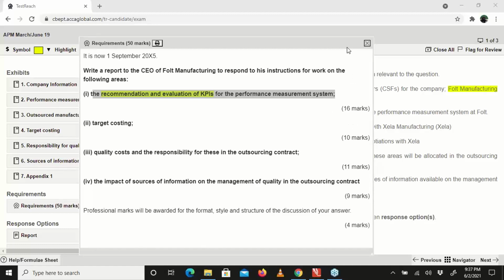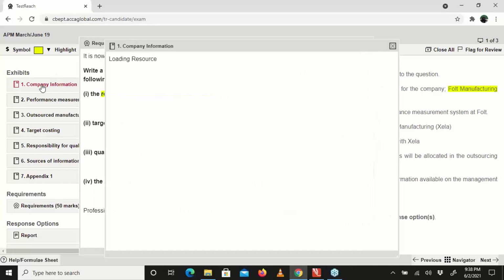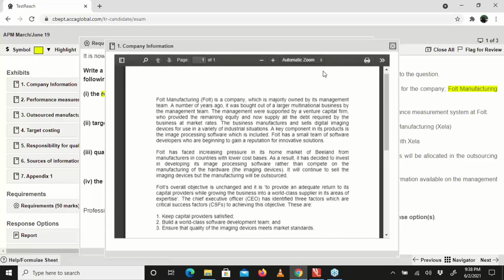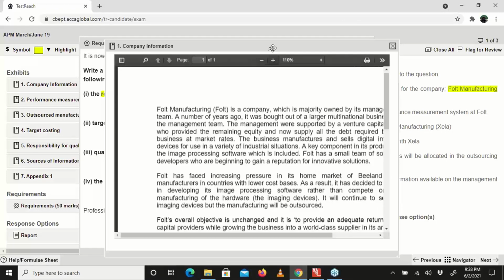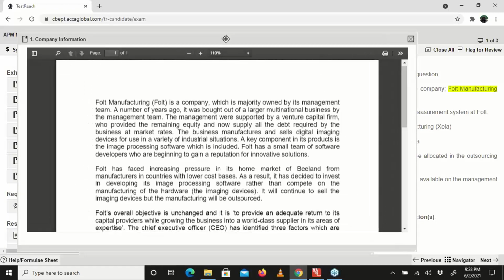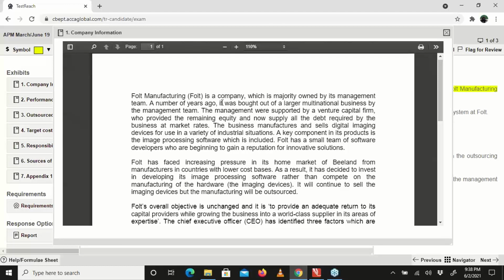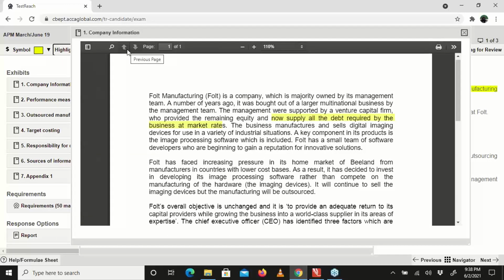Now see, let's talk about the first area, which is about the company information. It says Fault Manufacturing is a company which is majority owned by its management team. A number of years ago, it was bought out of a larger multinational business by the management team. The management team were supported by a venture capital firm who provided the remaining equity and now supply all the debt required by the business at market rates. So whatever amount of loan you need, they are going to supply it to you, but at market rates.